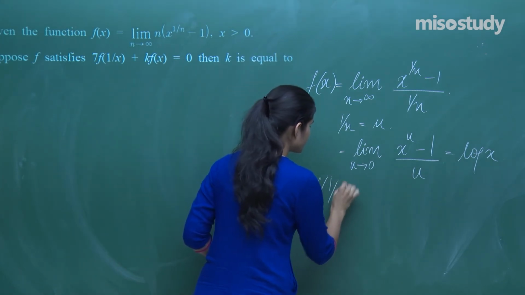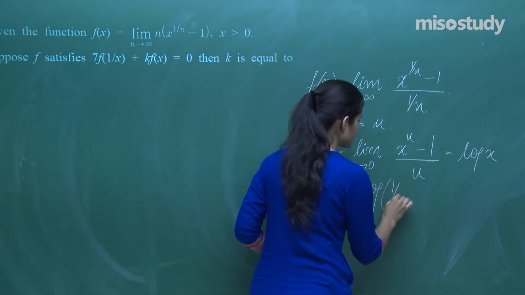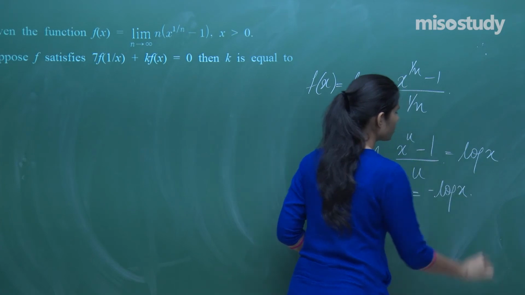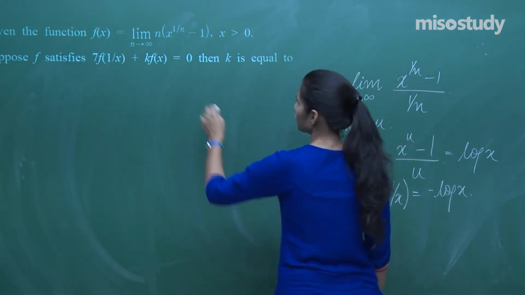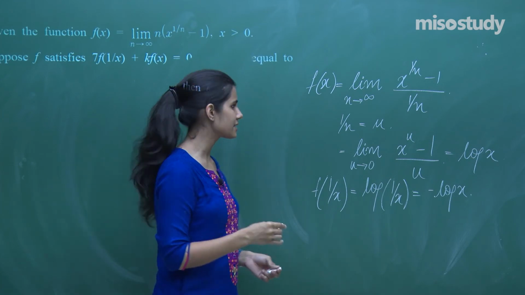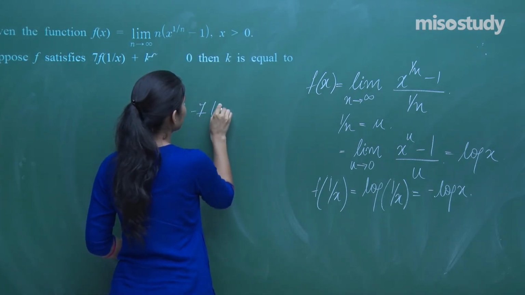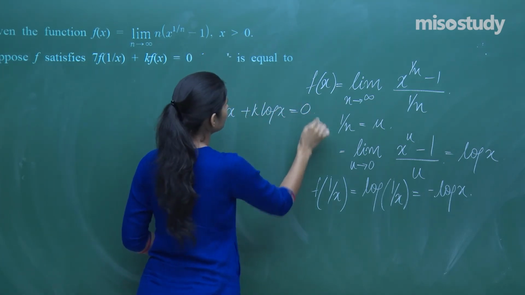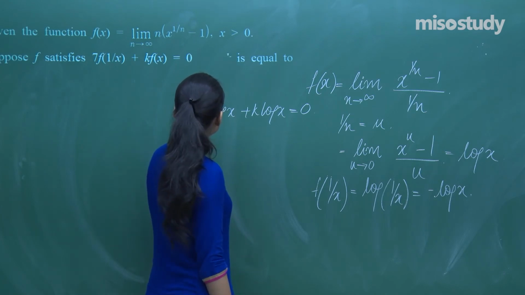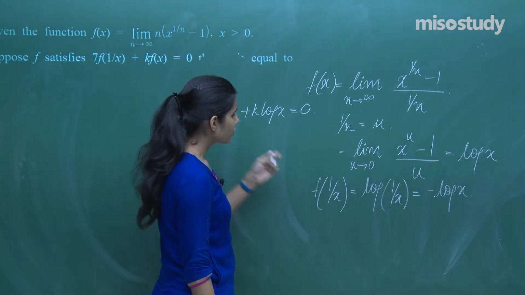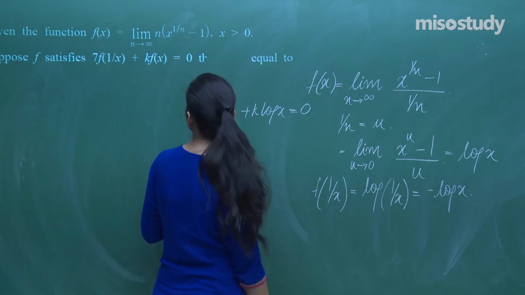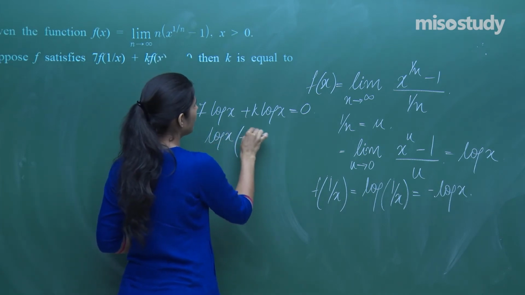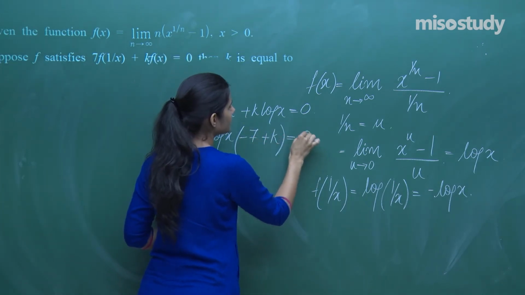What is f of 1 by x? It is obviously log of 1 by x, which is log 1 minus log x. Log 1 is 0, so you just have minus log x. When you incorporate these values over here, you get 7 times f of 1 by x. So 7 times minus log x plus k times log x equals 0, isn't it? Minus 7 times log x, because f of 1 by x is minus log x. So you have minus 7 times log x plus k times log x. So this is log x times minus 7 plus k is 0.